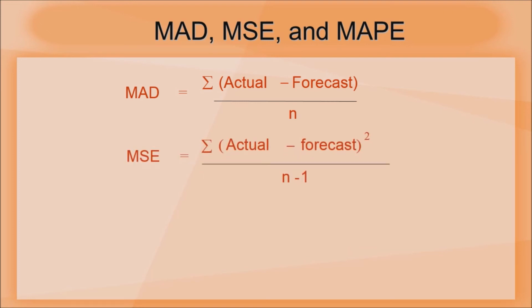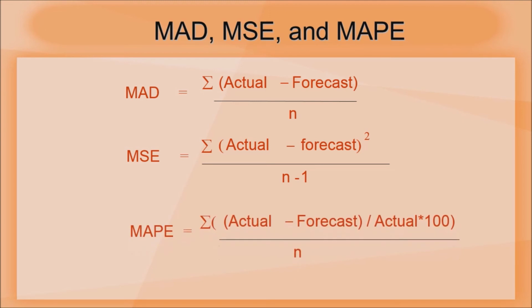MAD, MSE, and MAPE. MAD equals sigma, actual minus forecast, divided by n. MSE equals sigma, actual minus forecast whole square, divided by n minus 1. MAPE equals sigma, actual minus forecast divided by actual multiplied by 100, whole divided by n.